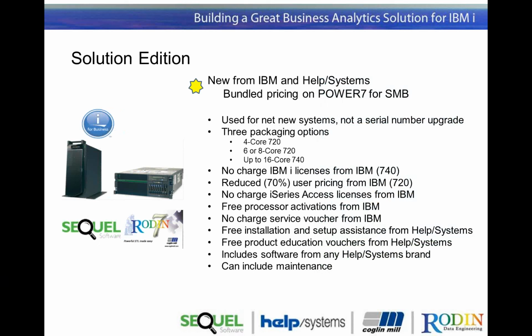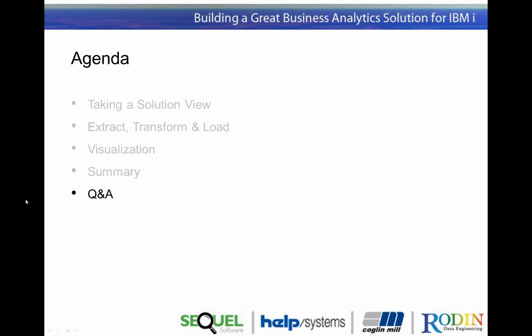IBM recognizes its premier partners and uses a technology solution called the Solution Edition to allow customers to buy the software from those ISVs and fresh Power 7 hardware from IBM and get additional discounts and reduction in prices on the hardware and on the IBM i licenses that are associated with that hardware, which will pay for, in some cases, all of the software, or at the very least will pay for a significant portion of the software that you would need to initiate a project like this. So there's financial incentives to help you get this done.